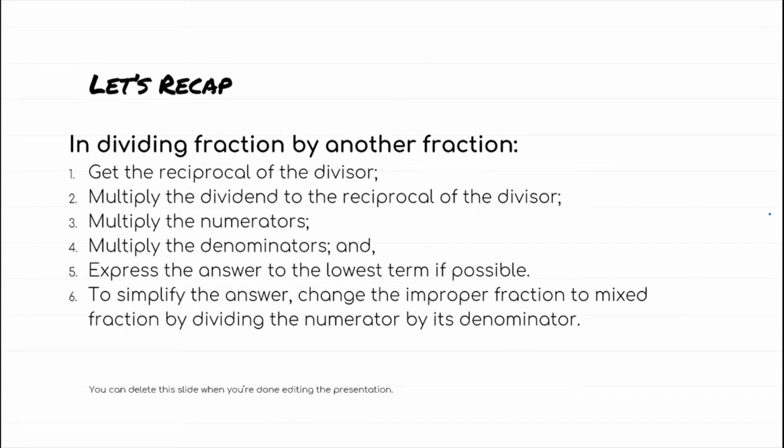Now, in dividing a fraction by another fraction, these are the things that we need to consider. Number one, first we need to get the reciprocal of the divisor. Second, multiply the dividend to the reciprocal of the divisor. Third, multiply the numerators. Fourth, multiply the denominators and express the answer in lowest terms if possible. To simplify your answer, change the improper fraction to a mixed fraction by dividing the numerator by its denominator.